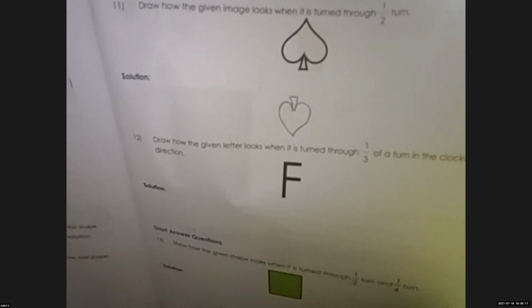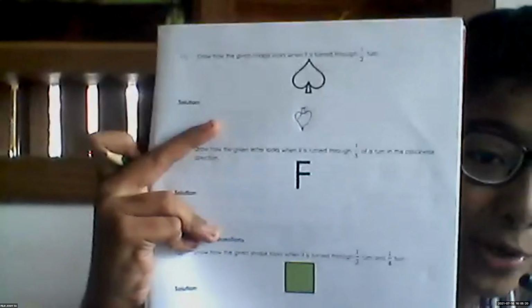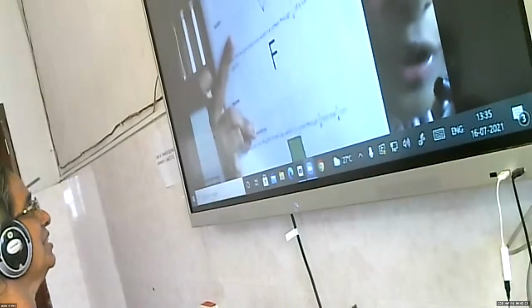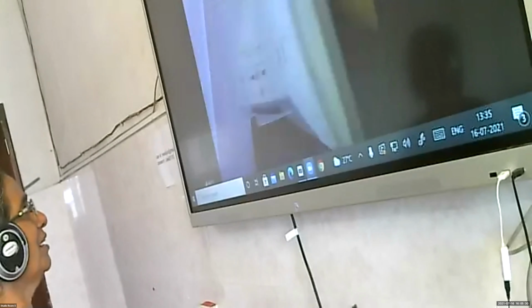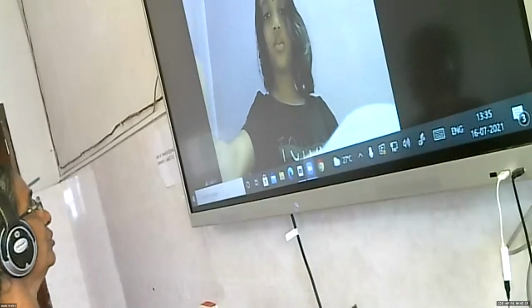Ma'am, Felix is ready. Yes, Felix, show me your answer now, fast. Ma'am, Aditi. Aditi, I have drawn the spade. Yes, very good. Spade, correct. It's a card figure. Should it be colored? Ma'am, no need of coloring. There is no color given, so no need of coloring. Yes, Aditi, correct, very good.